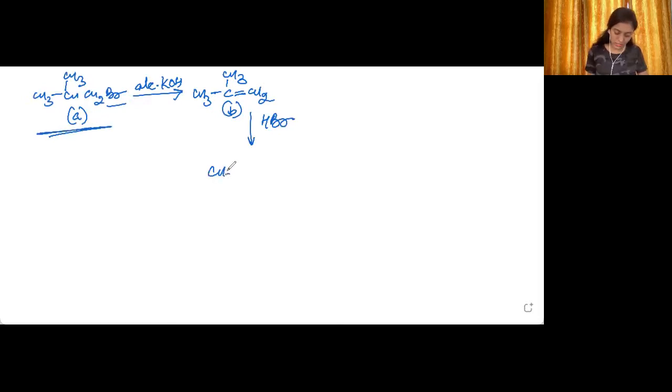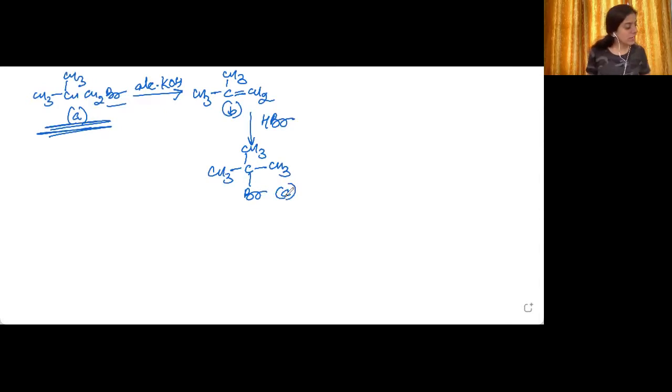Okay. So now we know how HBr reacts with alkenes. It is an electrophilic addition reaction. So it will be like this. Tertiary butyl bromide is formed. Now this is an isomer of A. So this is the compound C.